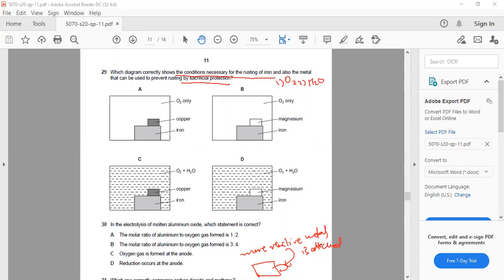Like in a ship hull. Here is the oxygen only. So it's wrong because the conditions for rusting are oxygen and water. Oxygen only, wrong. Oxygen and water is this one. But this one is wrong because copper is less reactive than iron. D is the answer. Magnesium is more reactive than iron. A more reactive metal is attached to the less reactive metal, so the more reactive one prevents the less reactive one from rusting. D is the answer. 30th.